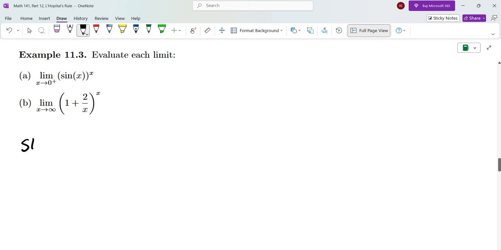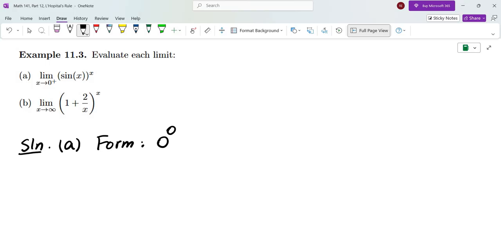Okay, let's look at another example. So in this example, what is the form again? The form is sine of 0, which is 0, and the exponent is also 0. So this one is a new indeterminate form. It's 0 to the power of 0.